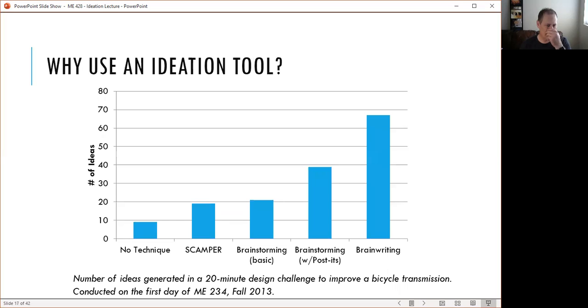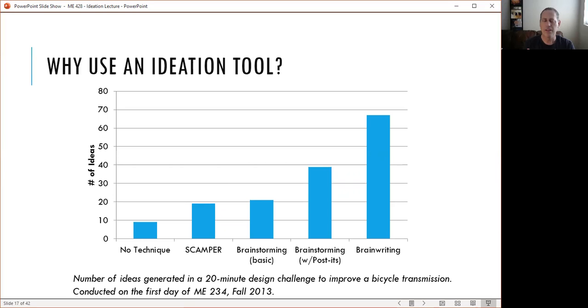So here's a study that I ran about eight or ten years ago in my philosophy of design class, where I gave the students, first day of class, instructions to try to come up with an improved bicycle transmission. So it was a relatively broad problem statement, but it was using the basic idea. It's a bicycle, we want to have better power transmission in it. And then I sent them off for 20 minutes to try to come up with ideas related to that. One group I gave, well, two groups I gave no technique to.